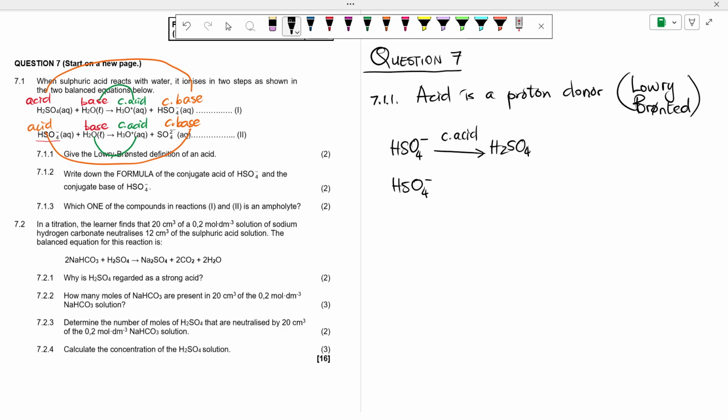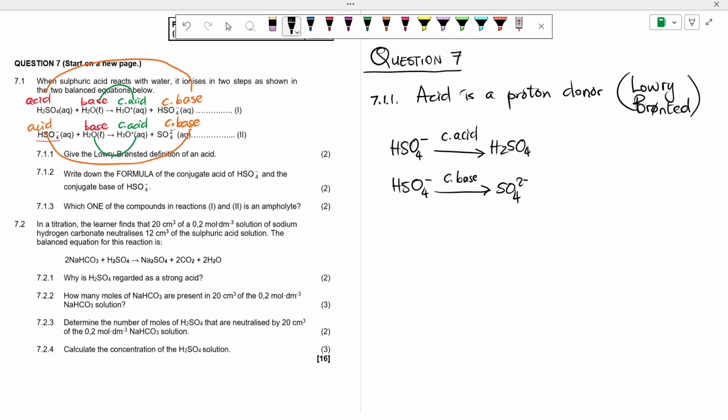Then what is the conjugate base? SO4 2 minus. Good. Okay, so that's question 7.1.2.